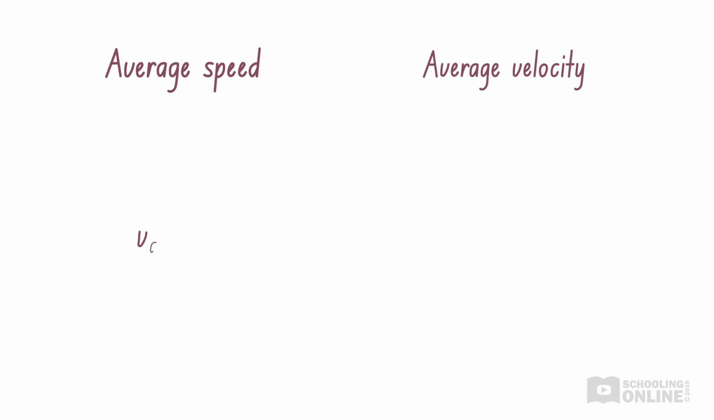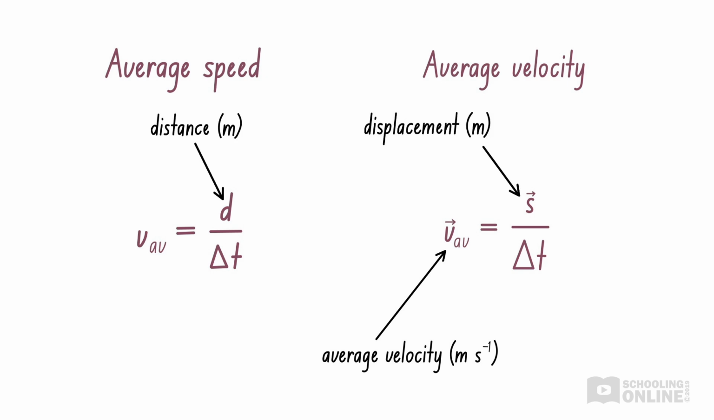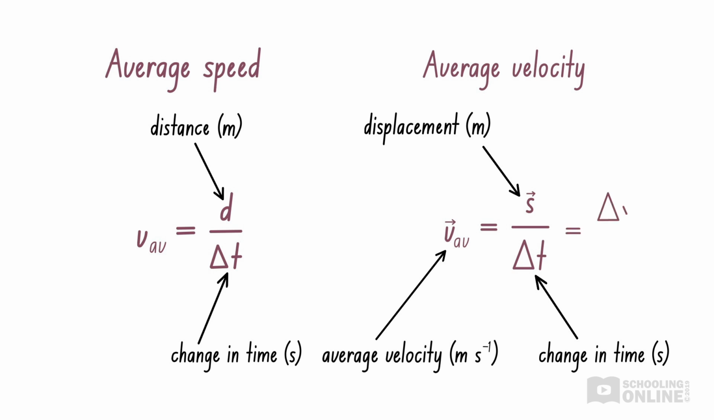Let's quickly revisit the equations for average speed and velocity. Velocity is represented by a lowercase v with a right-pointing arrow on top. The arrow reminds us that velocity is a vector and has a direction, while the subscript AV means it's an average. If you remember from the previous lesson, the Greek letter delta represents change in. In physics, delta t means change in time, or the time taken for an object to move. Furthermore, since displacement is the change in an object's position, we can write this using delta notation.